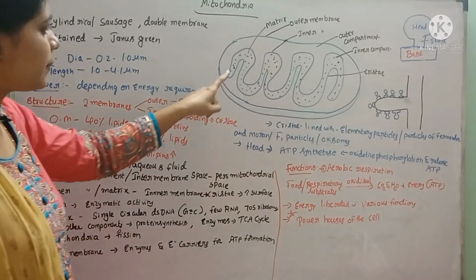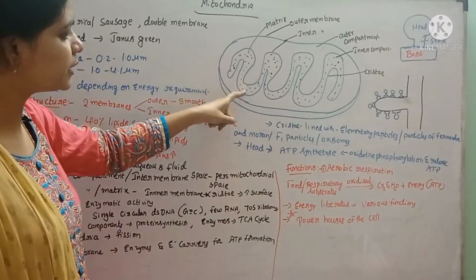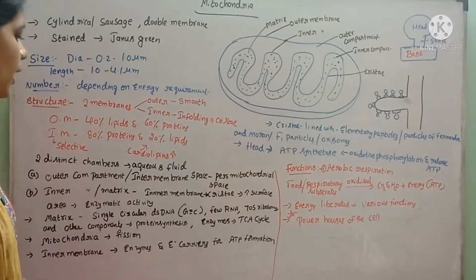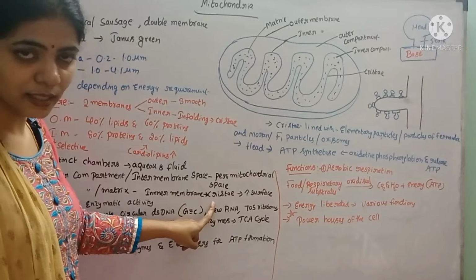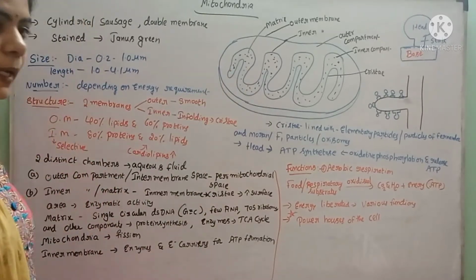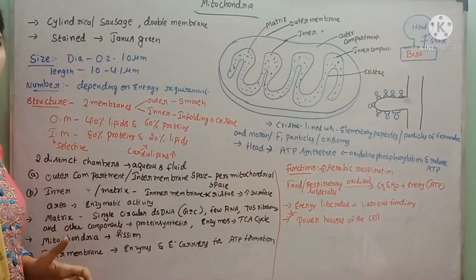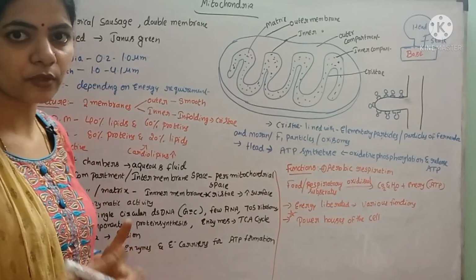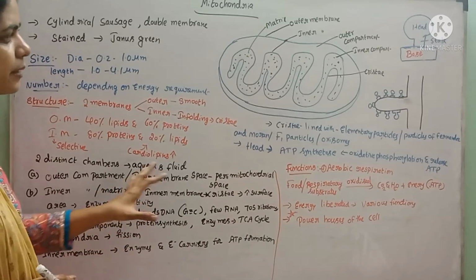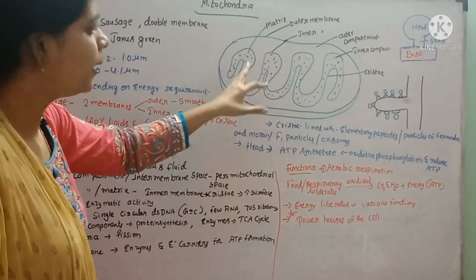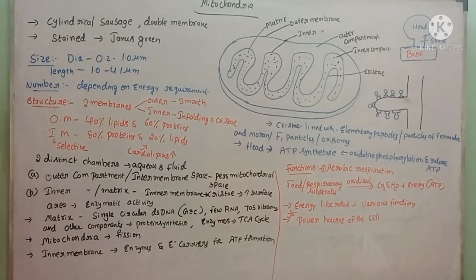And this is the inner compartment, which is also called the matrix. What is another name for the inner compartment? It is called the matrix. And this inner membrane has several infoldings. These infoldings are called cristae, and these cristae increase the surface area for enzymatic activity. Several enzymatic activities take place in the process of release of energy. Those enzymatic functions are carried out within the inner membrane, and because of the infoldings, the surface area for enzymatic activity is also increased.